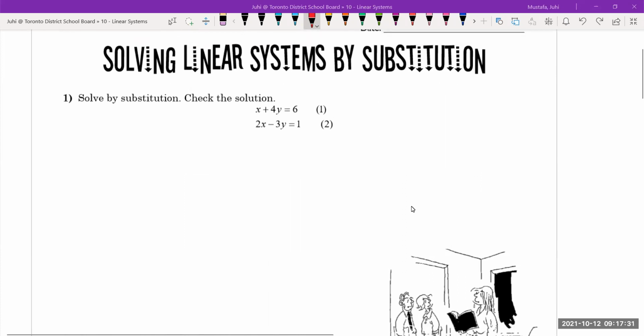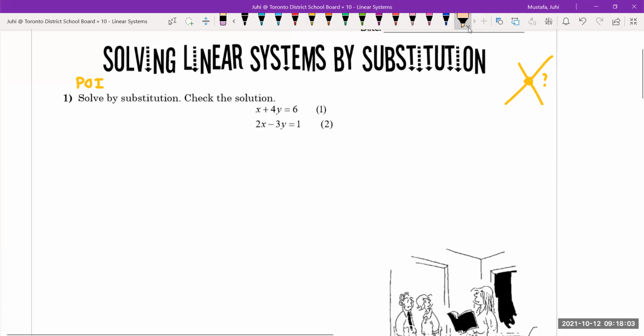And I've given you two equations. x plus 4y is equal to 6. That's equation number 1. And 2x minus 3y is equal to 1 is equation number 2. We're going to solve by substitution. What that means is you're going to figure out the point of intersection. So whenever they say solve, they're basically saying these two lines are meeting somewhere. What is the point that they're meeting at? And then we have to check our solution, and I'm going to reteach you guys how to do a left side, right side check.